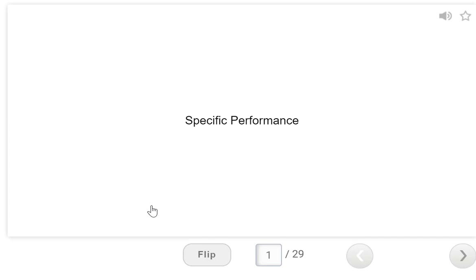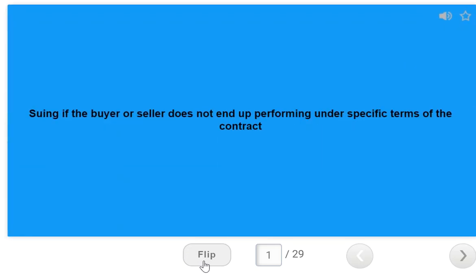All right, our first term on here is specific performance. What is specific performance? This is suing if the buyer or seller does not end up performing under specific terms of the contract. So there's about 50 ways for a buyer to get out of a contract and not many for the seller. So typically it's the buyer suing the seller for specific performance and not the other way around. But if the buyer checks the box for specific performance and they default on the contract, the seller can sue them to buy the house.